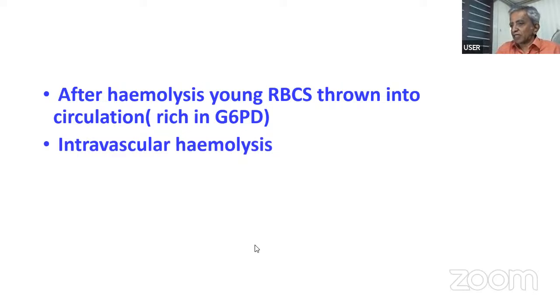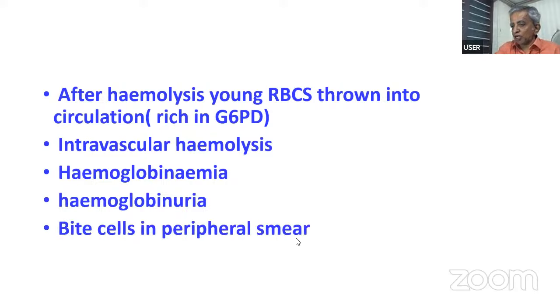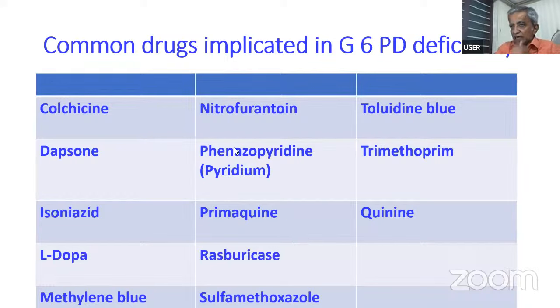So it classically produces intravascular hemolysis, hemoglobinemia, hemoglobinuria, hemosiderinuria, and bite cells in the peripheral smear. And now these are the drugs that can be implicated. There is no point in remembering them. Books are available, charts are available. Just forget about it.